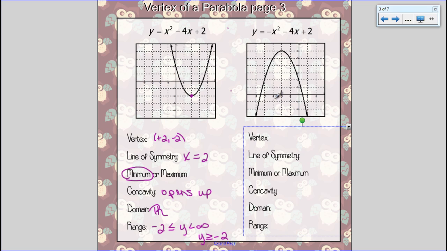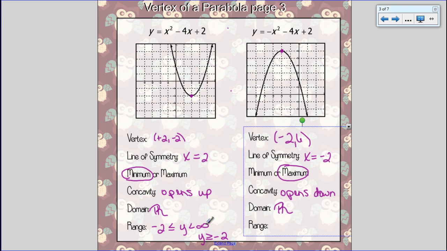So the next one, I have this pretty picture. I've got my vertex. It's way up here. The ordered pair looks like it's at (-2, 6). My line of symmetry is the same as the x value, so it's at x equals negative 2. And in this case, it's a maximum because it is the highest point of my graph. And because this one has arrows that point down, my concavity is down. And my domain, arrows on the ends, all real numbers.